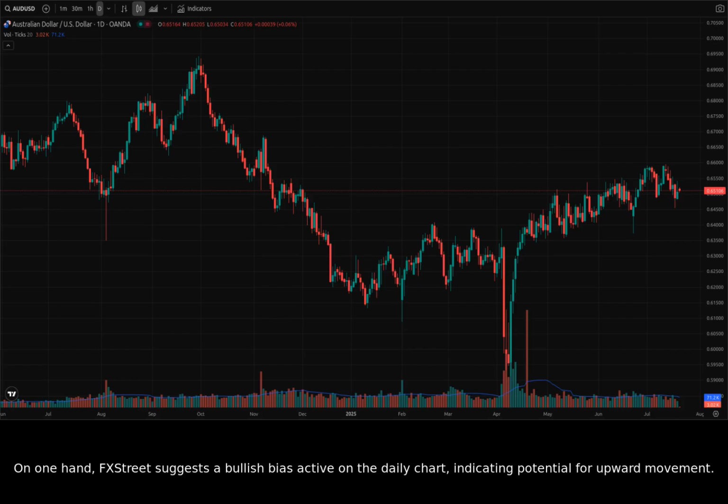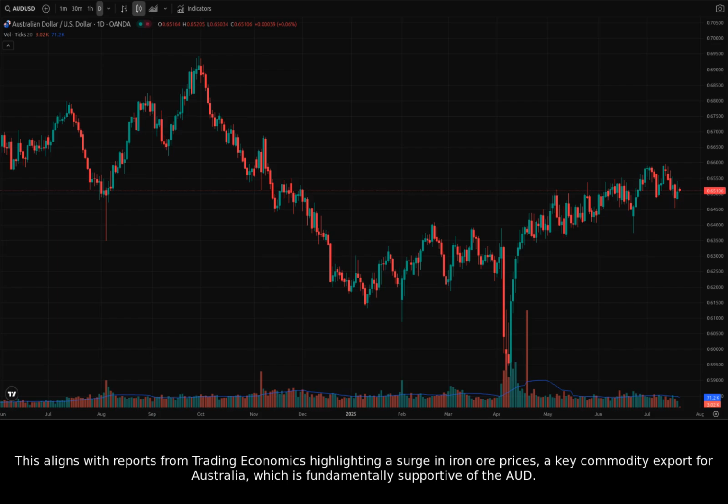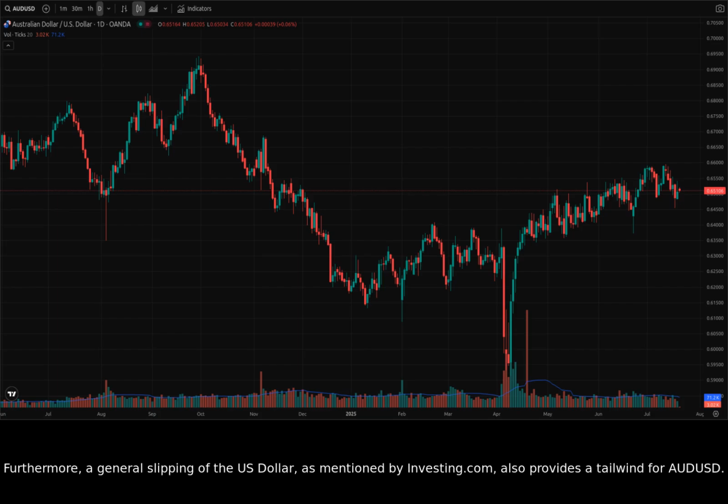On one hand, FX Street suggests a bullish bias active on the daily chart, indicating potential for upward movement. This aligns with reports from Trading Economics highlighting a surge in iron ore prices, a key commodity export for Australia, which is fundamentally supportive of the AUD. Furthermore, a general slipping of the US dollar, as mentioned by investing.com, also provides a tailwind for AUDUSD.